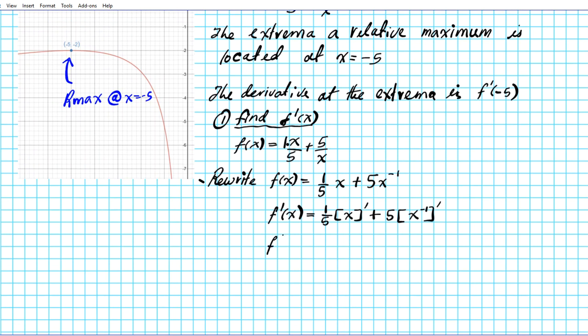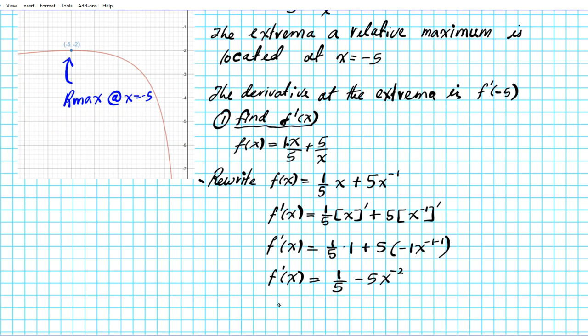Okay, so what's the derivative going to be? F prime of x is going to be 1 over 5 times the derivative of x, which is just 1, plus 5, apply the power rule here, times -1 x to the, reduce the power by 1, so it's -1 minus 1, which is -2. Okay, so f prime of x is going to become 1 over 5. If you simplify this, minus times plus, minus 5x to the -2.